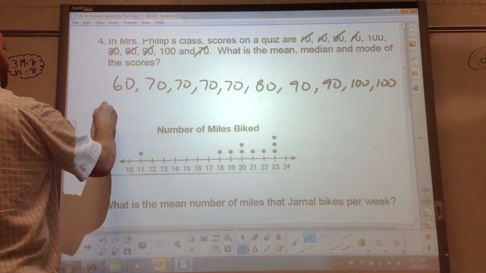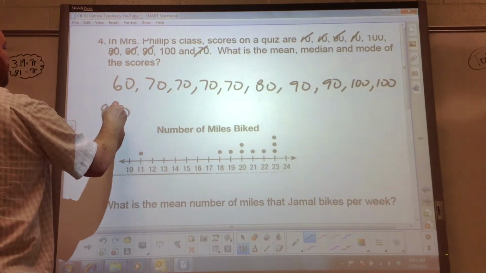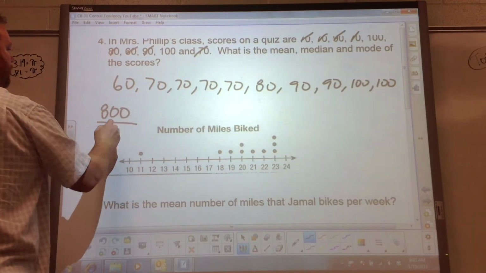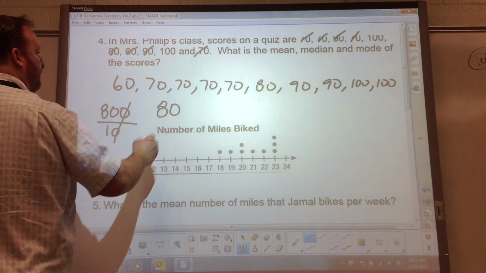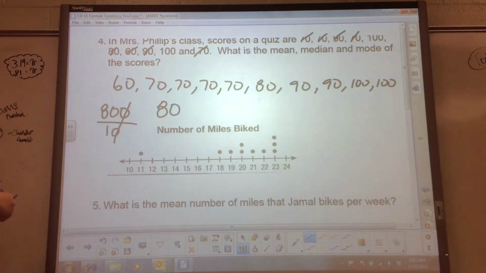And we get a total of 800 divided by 10. And we can simply look at that and see that the mean is 80. And this is also known as the average. Okay. It also asks us for the median, which is the middle number.